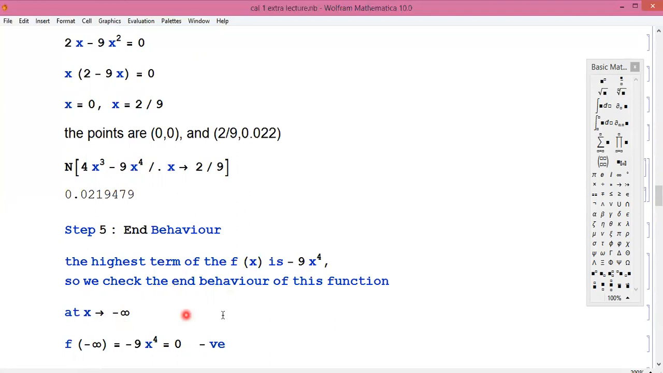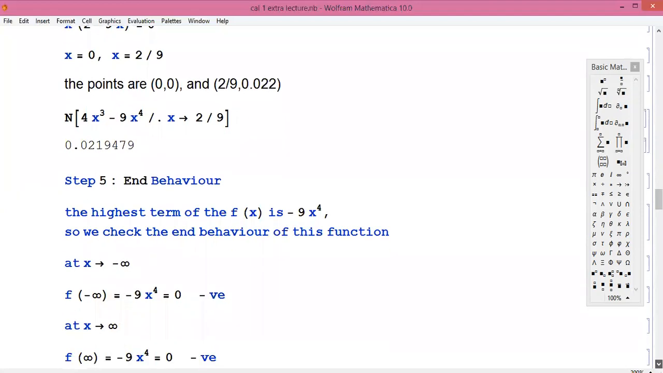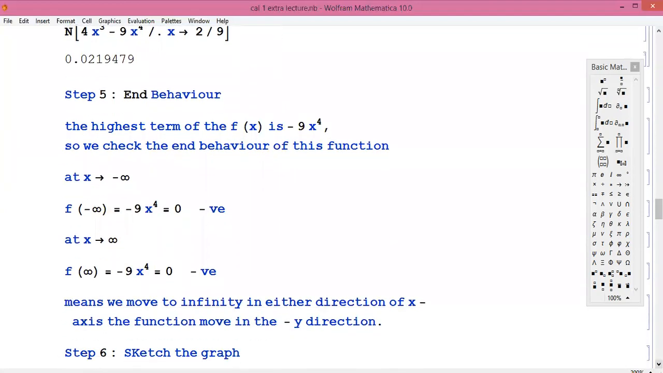As you know, the end behavior check on this function is substituting minus infinity over here. If I substitute minus infinity over here, it will become positive, and this negative sign lets it remain negative throughout, toward negative infinity. And as x tends to infinity, the same thing happens, and I will get a negative value. It means as we move to infinity in either direction of the x-axis, the function moves in the negative y direction.